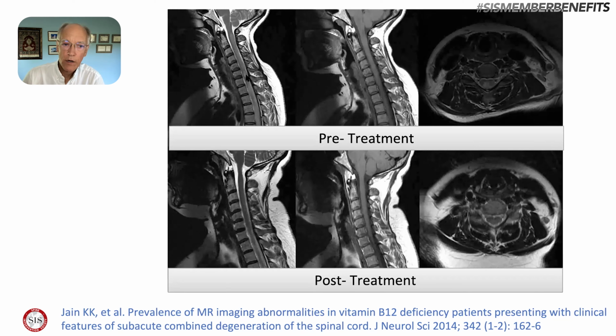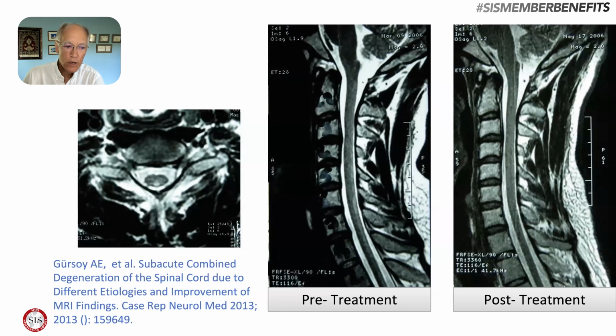Another case from that article, again, patchier T2 hyperintensity, a little less discrete in the dorsal columns, but again, complete resolution on post-treatment images. From another case series, T2 hyperintensity in the dorsal aspect of the cord near the midline. A little tougher to see on the T2 sagittal image, complete resolution after treatment.